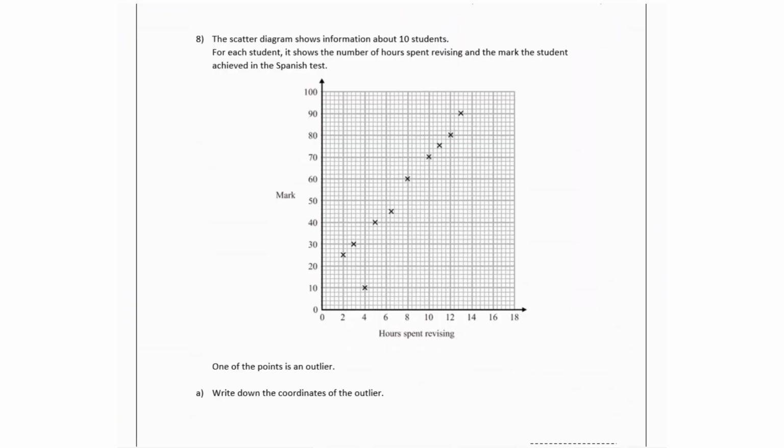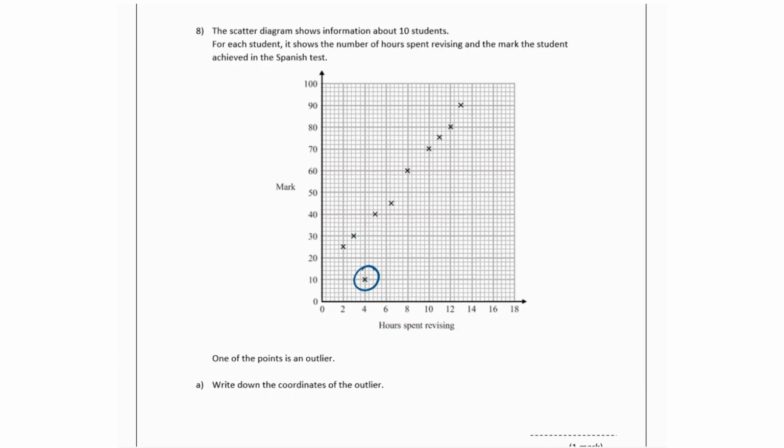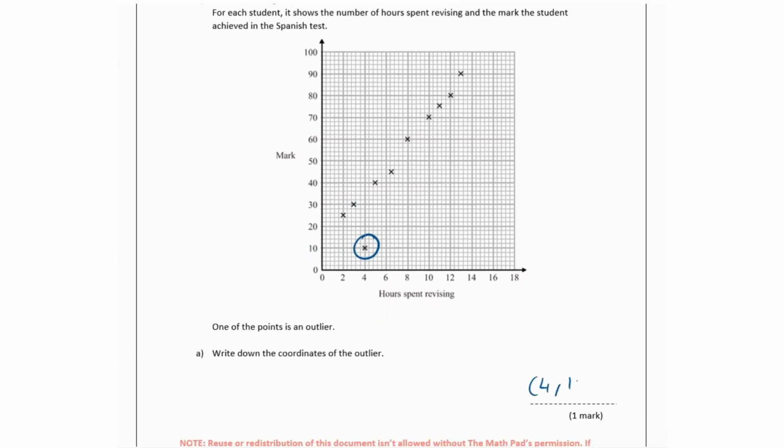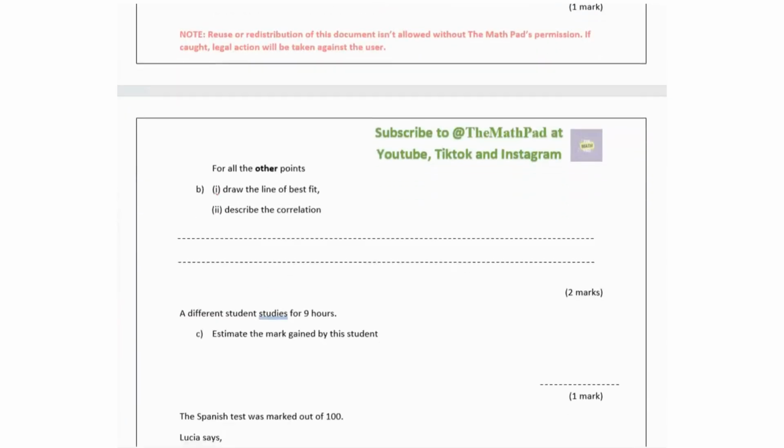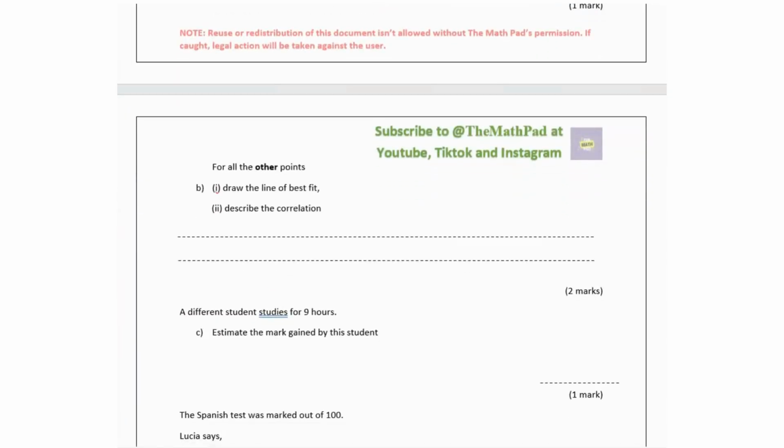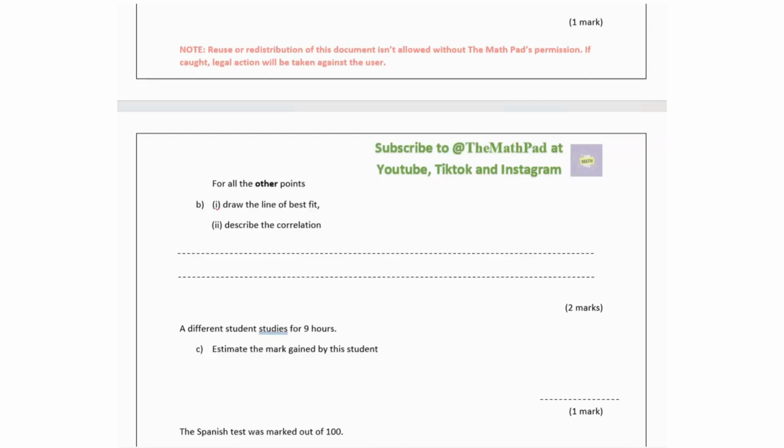Then the scatter diagram shows information about 10 students. For each student, it shows the number of hours spent revising and the mark the student achieved in the Spanish test. One of the points is an outlier, write the coordinates of the outlier. So we can clearly see that this is our outlier because it's out of sync from the other points. So the coordinates are 4 and 10. Then it says for all the other points, draw the line of best fit and then describe the correlation.